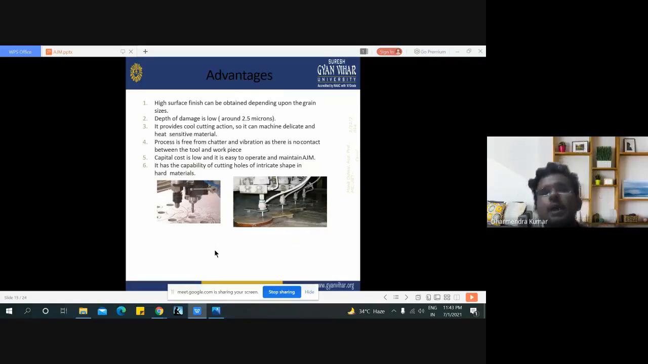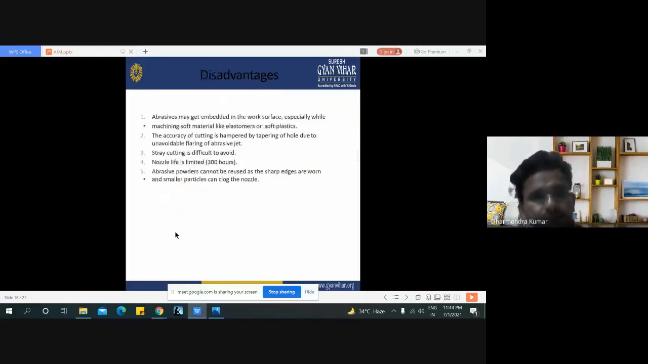Here one MCQ also arises because in the non-conventional machining or advanced manufacturing process, there is no direct physical contact between tool and the workpiece. In the abrasive jet machining, capital cost is low and it is easy to operate, and maintenance is easy. It has the capability of cutting holes of intricate shape in the hard material.